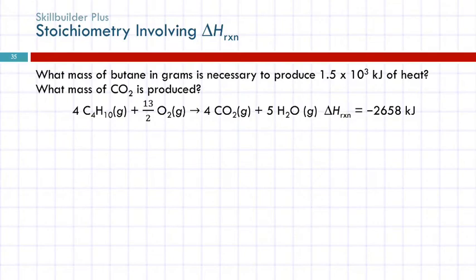Let's do another one. What mass of butane in grams is necessary to produce 1.5 times 10 to the third kilojoules of heat? And a second question, what mass of carbon dioxide is produced? Well, let's just deal with the first one. What are we given? We're given an amount of heat, 1.5 times 10 to the third kilojoules. This is the heat term, so I'm writing that down over here. And the question is mass of butane in grams.